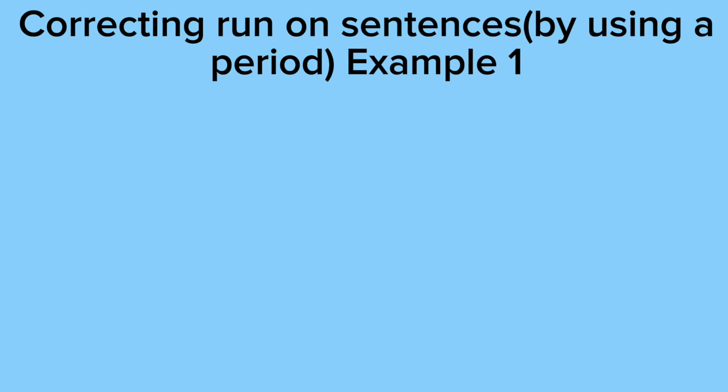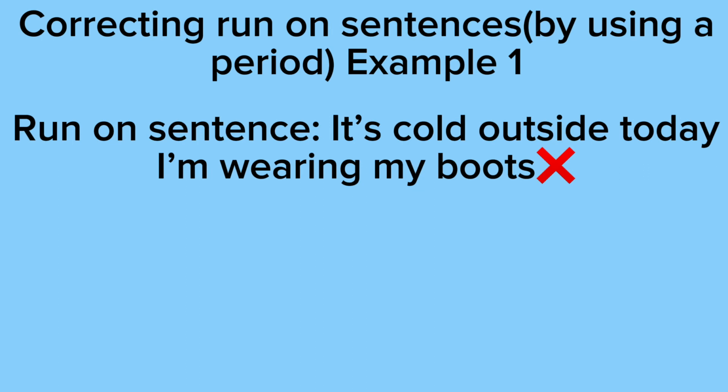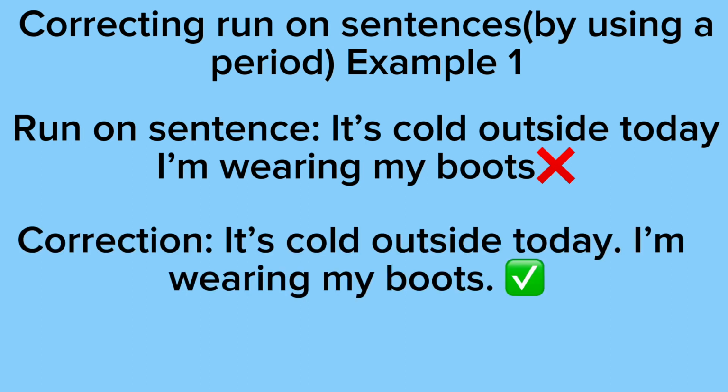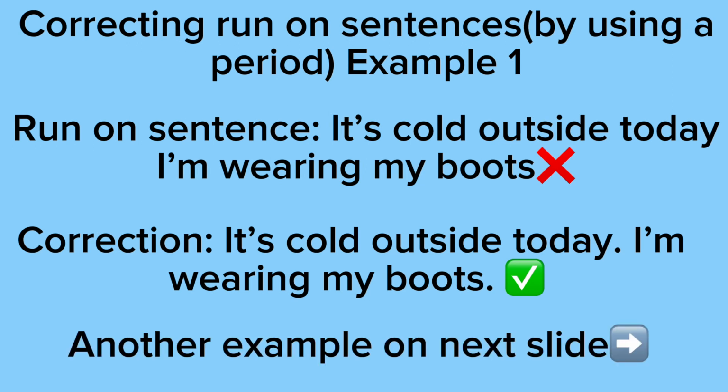So here's our first example where we're correcting run-on sentences by using a period. The run-on sentence, which is also incorrect, says, "It's cold outside today, I'm wearing my boots." As you can see, there's no pause, there's no punctuation. So the correct way of saying this would be, "It's cold outside today. I'm wearing my boots."